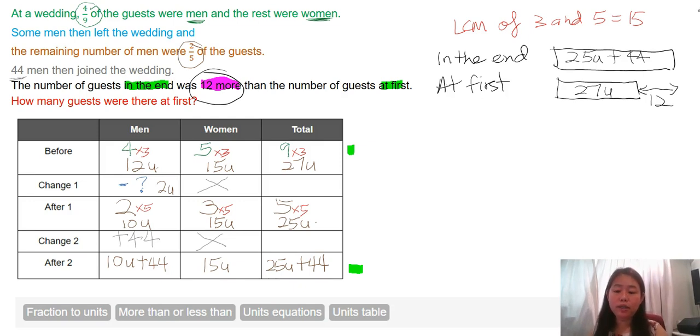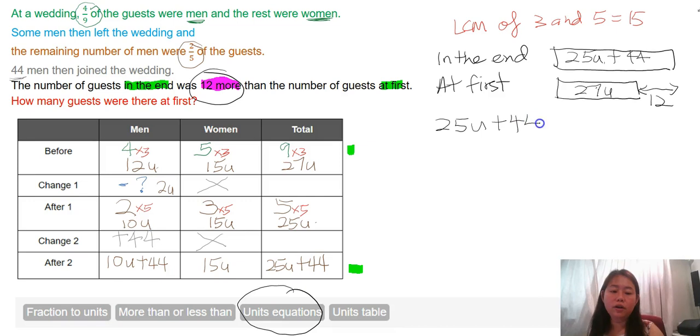To create something that is equal is why the concept here, units equation, is very important. So how can we make these two equal? It's very simple. If we use 25U plus 44, what does it equal to? It's equal to 27 unit plus 12, because if another 12 guests come at first, basically their numbers are equal.